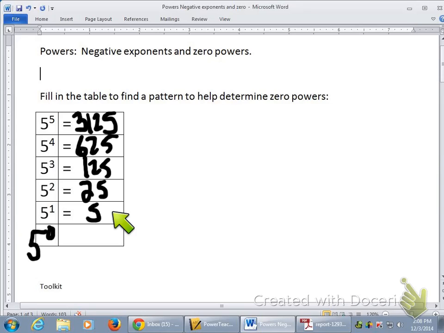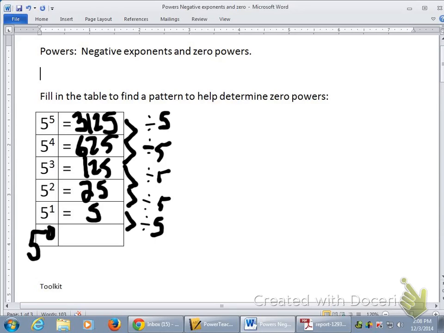A lot of you might recognize the pattern as it goes up as being multiplication: 5 times 5, 25 times 5, 125 times 5, and 625 times 5. But we're actually going down, so that's going to be the opposite order. It's going to be division. So as you can see, we're going to divide that by 5. 3,125 divided by 5 gives you 625. And then it happens again, and again, and again.